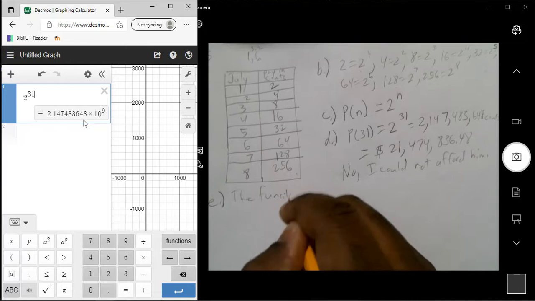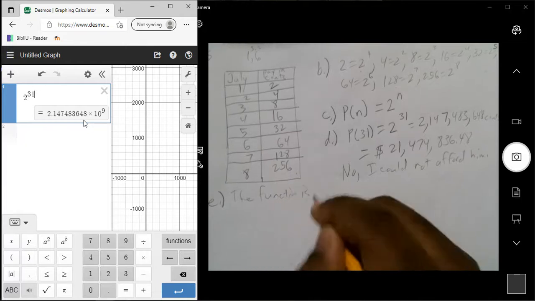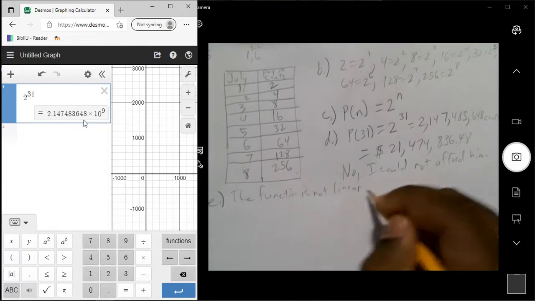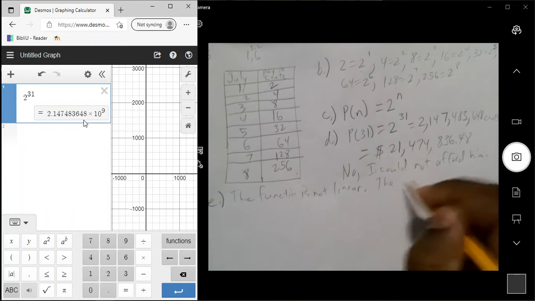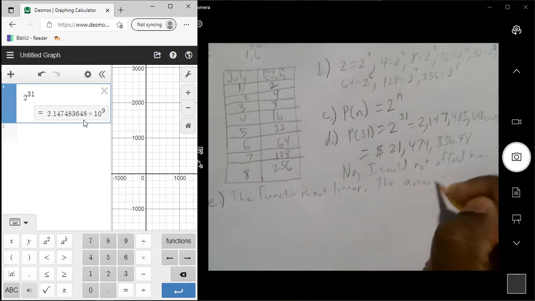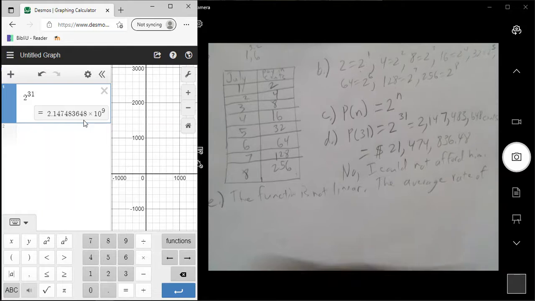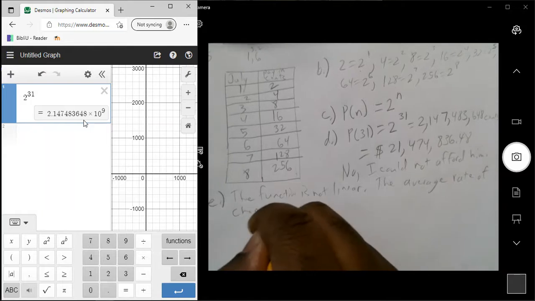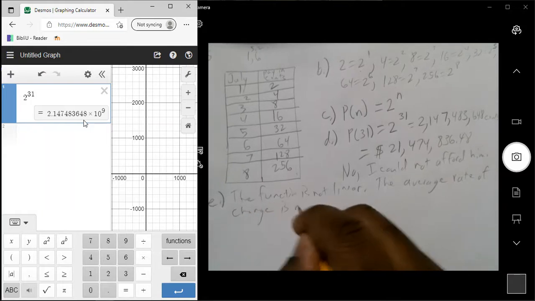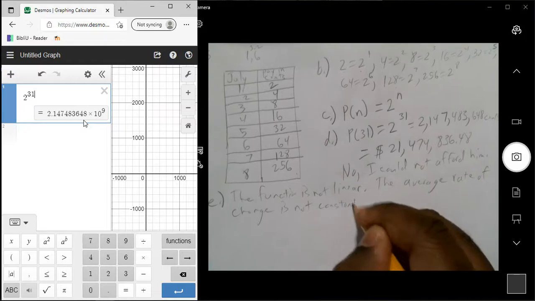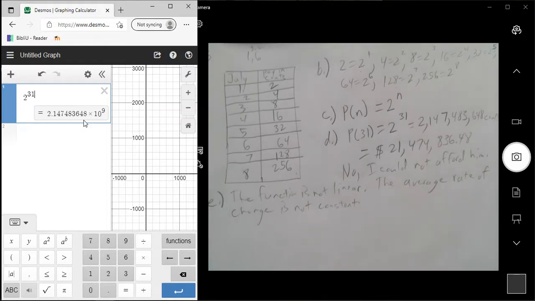The function is not linear. The average rate of change is not constant. So it is not linear.